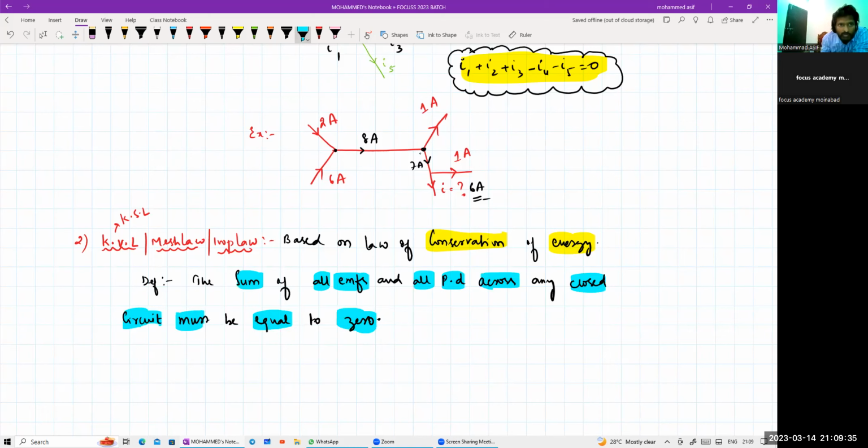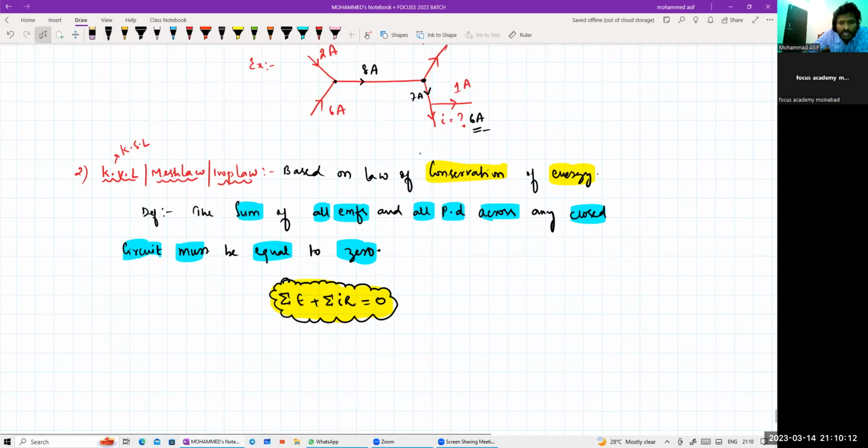0. मतलब मैथमेटिकली अगर लिखूं मैं सम मतलब क्या सबको ऐड करना है तो summation of all the EMFs plus summation of all the potential differences, मतलब I into R, Ohm's law, must be equal to 0. Potential difference मतलब क्या बेटा, I into R.